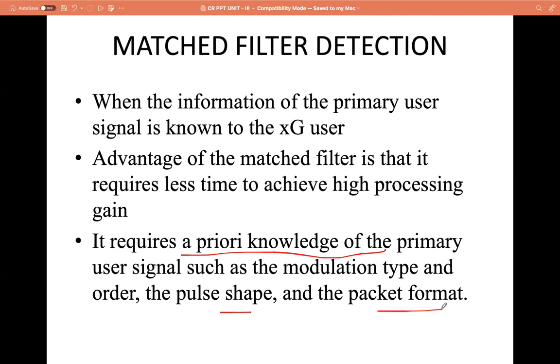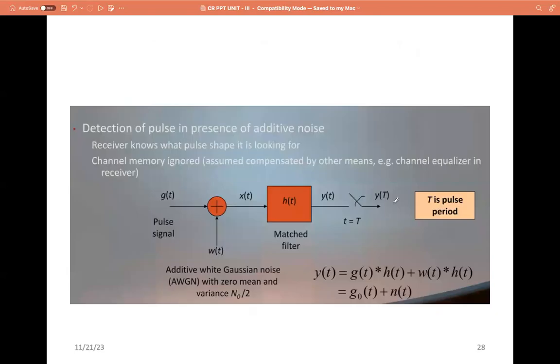So when it finds out that a primary user is going to transmit or receive the signal, it will not use the spectrum. When the primary user does not transmit or receive the primary signal, the XG user can sense the spectrum and utilize it for itself. The main advantage of match filter detection is that it requires very little time to achieve a very high processing gain. So how does this entire process happen?